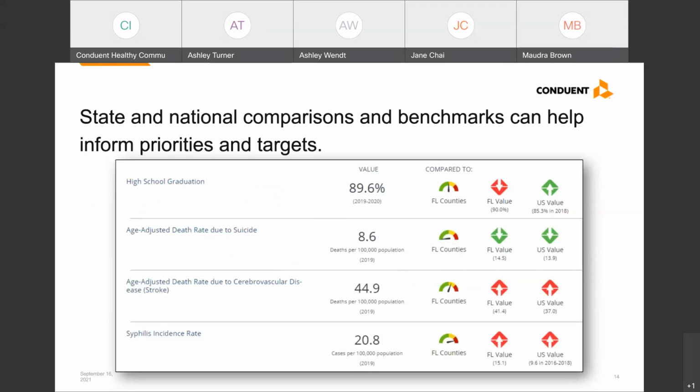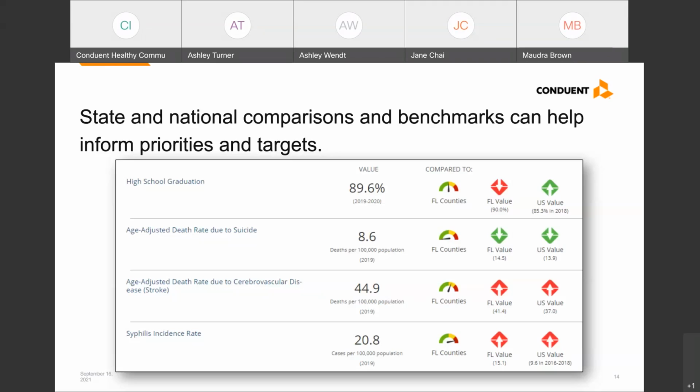This is an example of an HCI dashboard that shows values for indicators for a county compared to state and national values. If you don't have a dashboard, this information might be in your CHA or your CHNA, or can be pulled from local, state, and national data sources such as CDC, American Community Survey, or state or local health departments. Once you have that data, it can be used to inform your local targets.